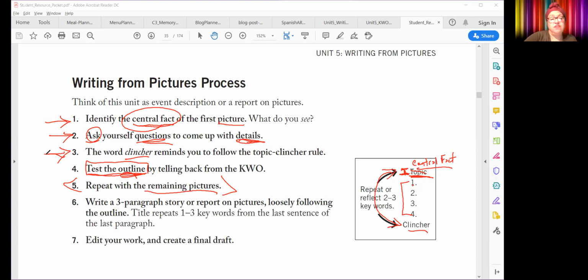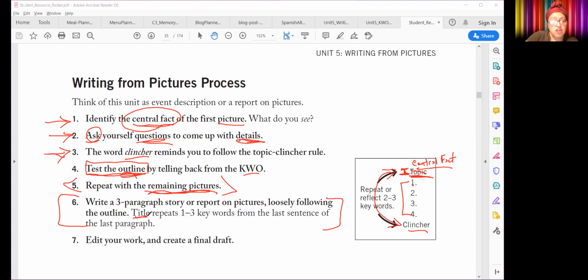So after you've done your keyword outline for all 3 pictures, then you will write your 3-paragraph story or report on the pictures, loosely following the outline, okay? Remember, you can move the details of your keyword outline around. Say something might sound better a little bit before or a little bit after another detail. You can move things around from your keyword outline. That's okay. Just remember to keep your central fact the first sentence, and your clincher is your last sentence, okay?